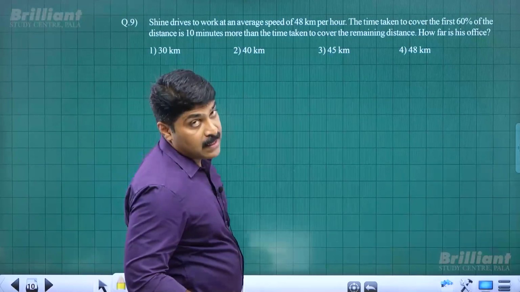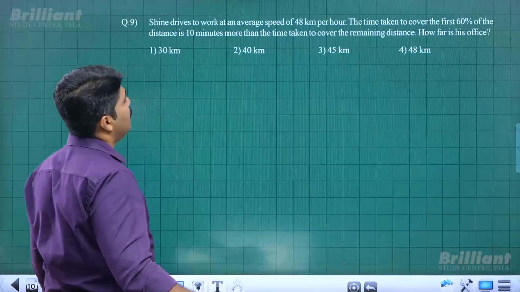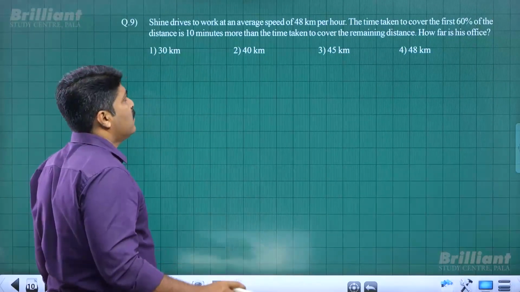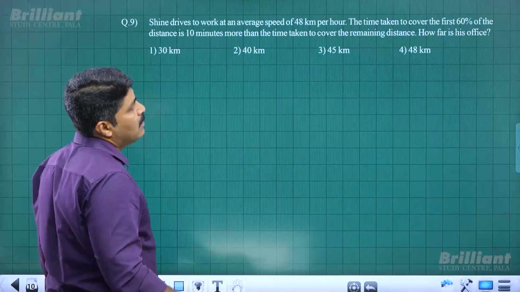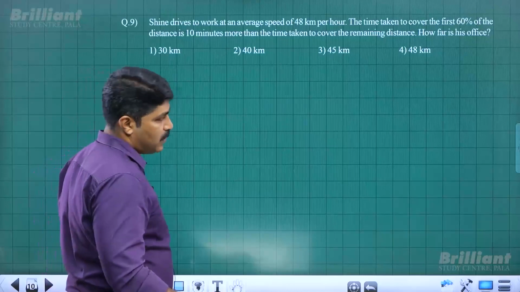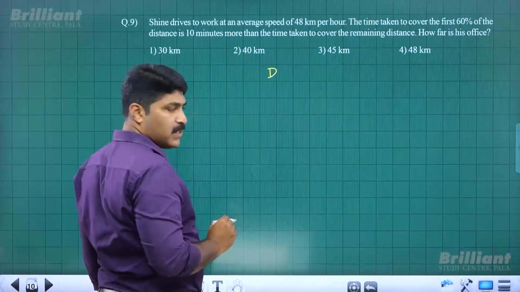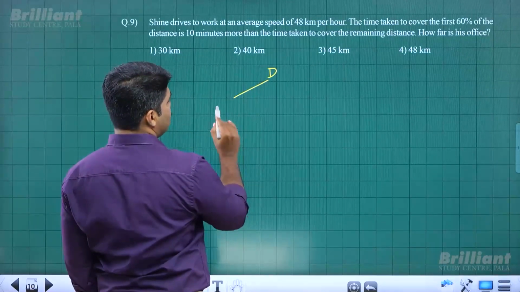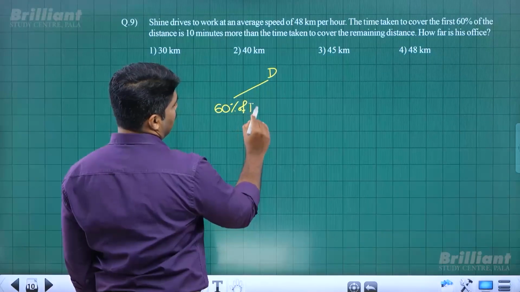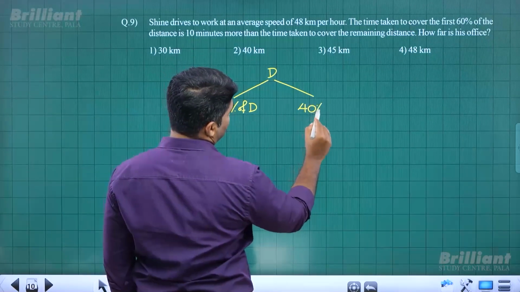So here, a total distance. It's 60% of the distance he covered. So that time is 10 minutes more than the time taken for the remaining distance. So we have to find out the distance. Here, we just consider the total distance as D. Here, first portion, that is 60% of D. So remaining portion, that is 40% of D.